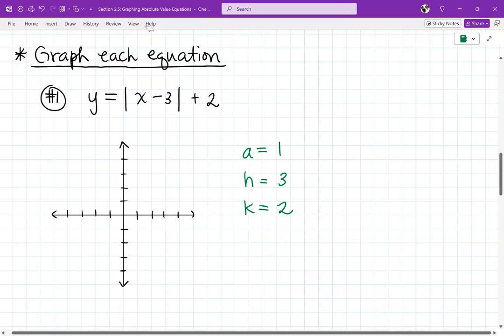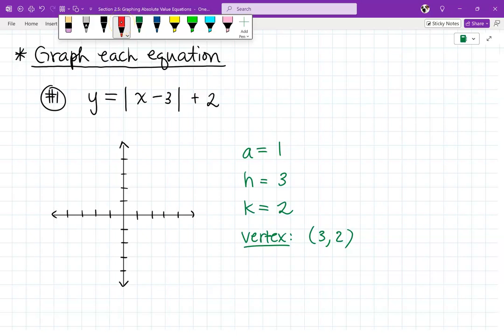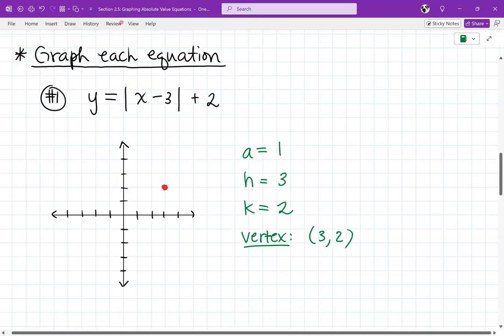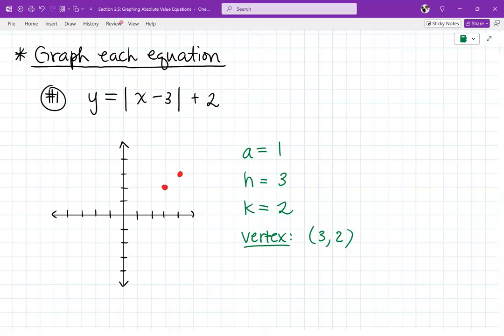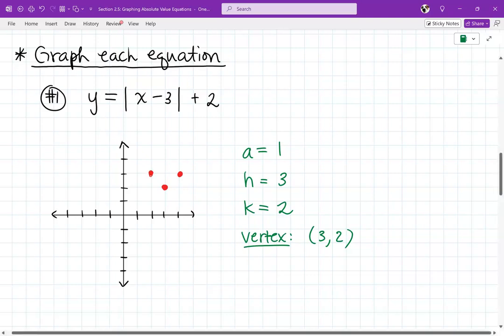Let me actually title it. Let me put vertex. It's 3, 2. So here you go. I'm going to go to my vertex, 3, 2. I'm going to put a dot right there. And then all I'm going to do is apply the slope. My slope is supposed to be 1 over 1, correct? So from that point, I'm going to go up 1, over 1, but do it in both left and right directions. You're going to go up 1 and to the right, up 1 and to the left. Because remember, it's supposed to look like the letter V. And then connect the dots. And we're done. That's it.